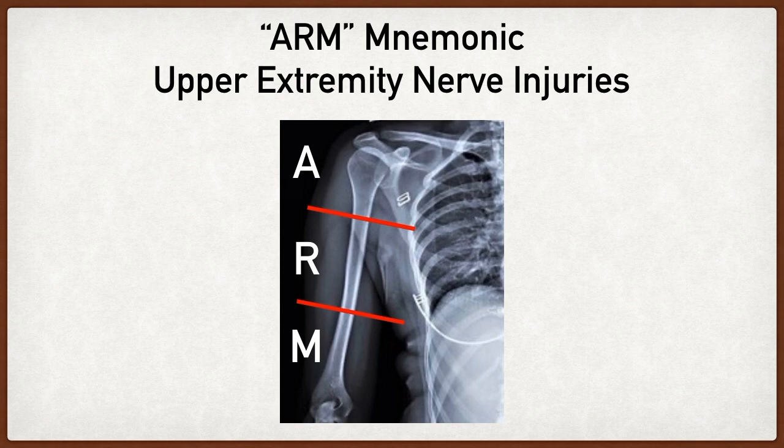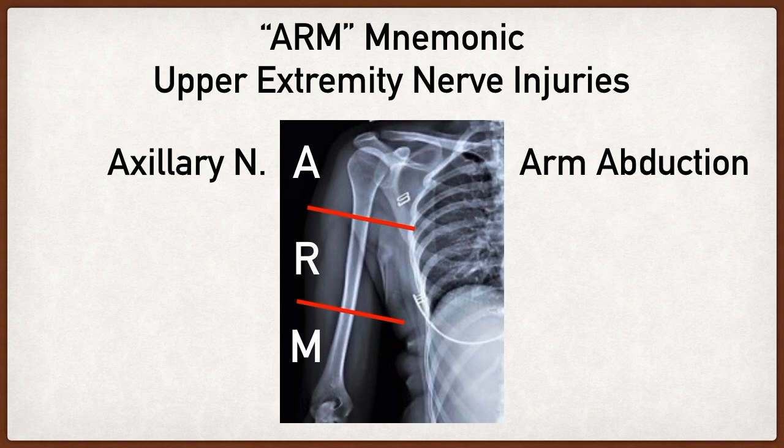based on the location. A stands for axillary nerve, and this will help you remember that a fracture to the head of the humerus can lead to an axillary nerve injury. Remember that the axillary nerve is involved in arm abduction, especially beyond the 15-degree point.